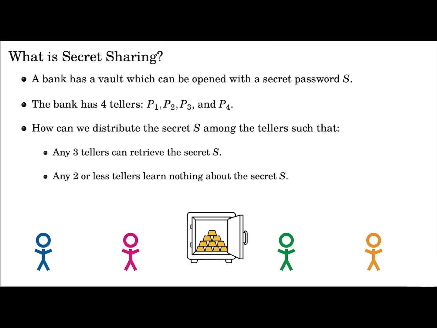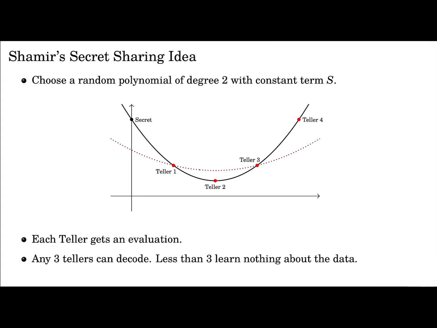Okay, so how can we do this? How can this be done? Shamir had a nice way of looking at this problem. The idea is to hide the secret inside of a polynomial. In this example, we want any 3 tellers to be able to recover the secret. So we choose a random polynomial of degree 2, because a degree 2 polynomial is determined by 3 points. If you have 3 points, that determines a parabola.